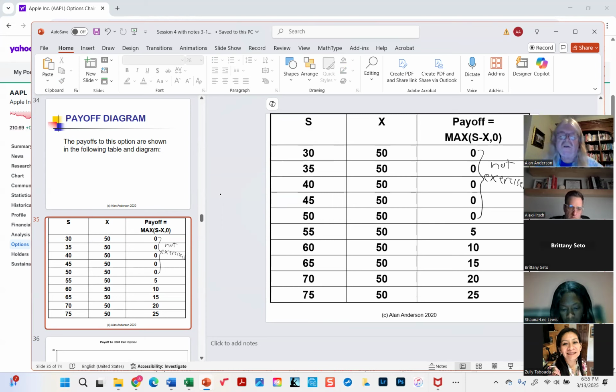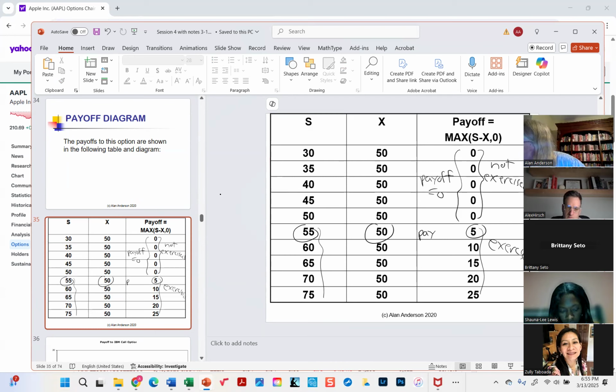Once you get past the 50 hurdle, after that, if you notice, every time S goes up by $5, the payoff goes up by $5. And in fact, it's nothing but the difference between these two. So here the payoff is 0. Here the payoff is S minus X.